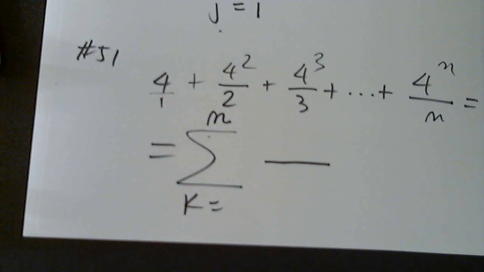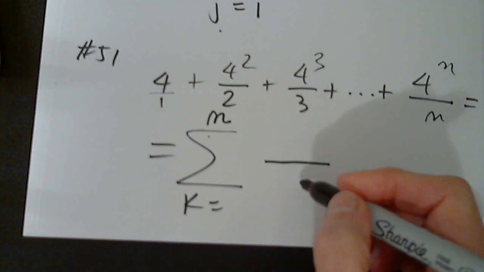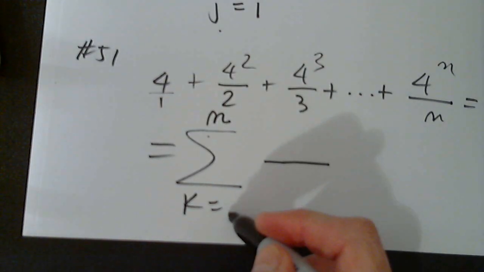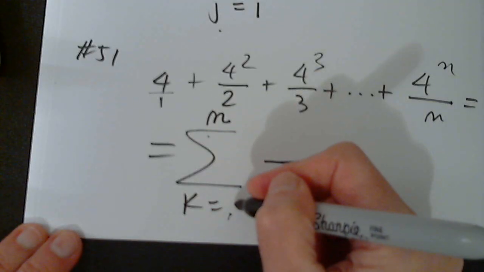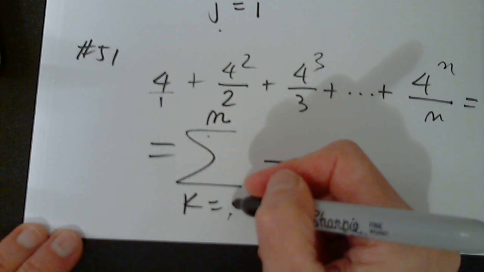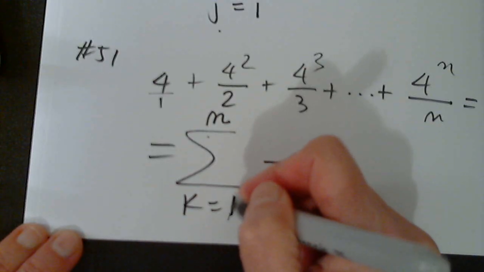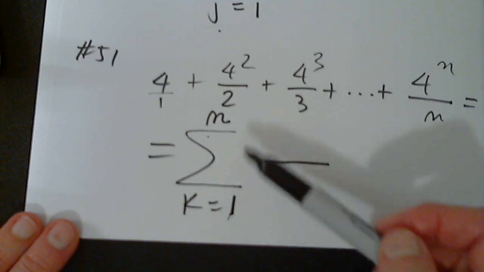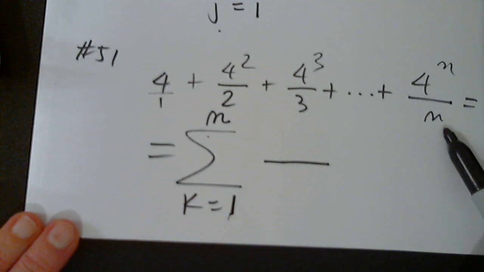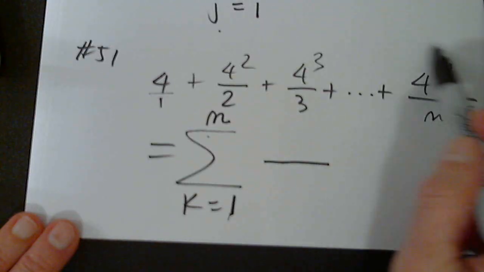What do you think? What do we have in the denominator? And where does it start? Where does k start? Would it be at 1? Say it again. You said 1? Would it be 1? Correct. When k is 1, I have 1. When k is 2, I have 2. When k is 3, I have 3. When k is n, I have n. Good. Now let's decide upon the numerator.